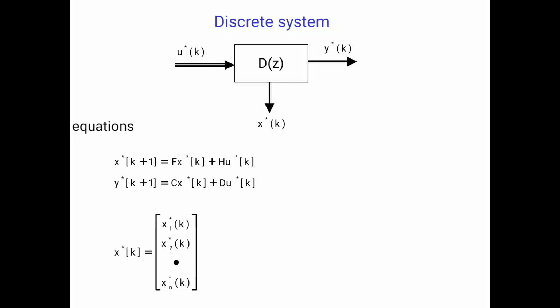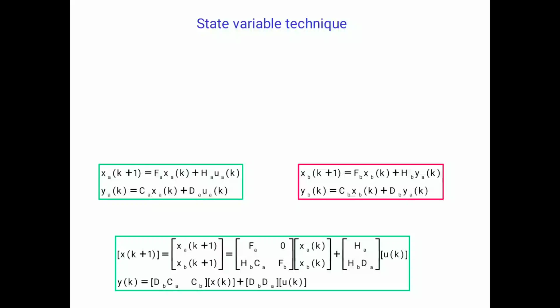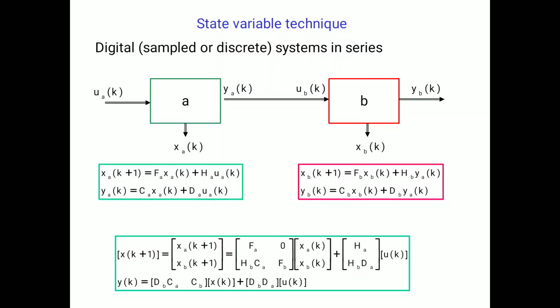So we have discrete systems also, G of z, used especially for the various sampled control systems. The digital or sampled systems in series can be shown like this.